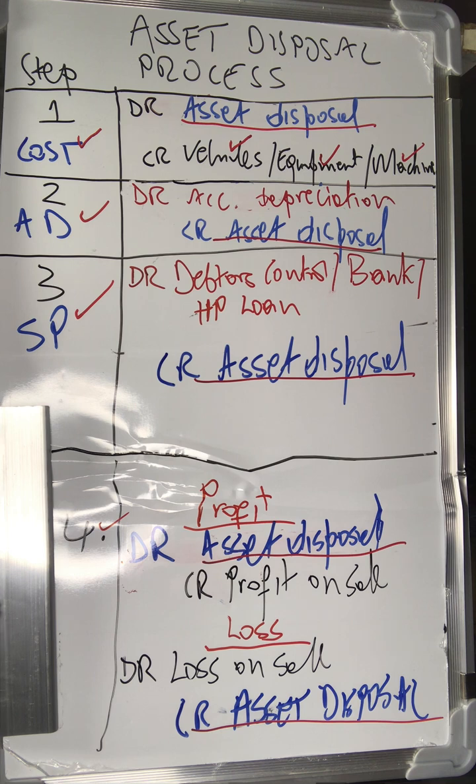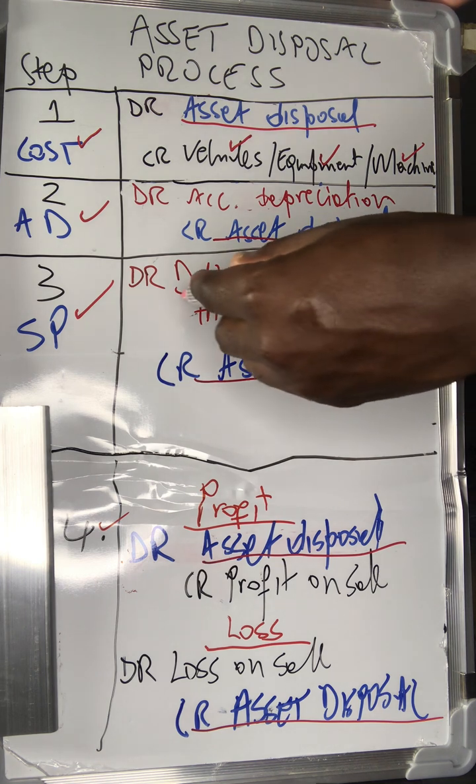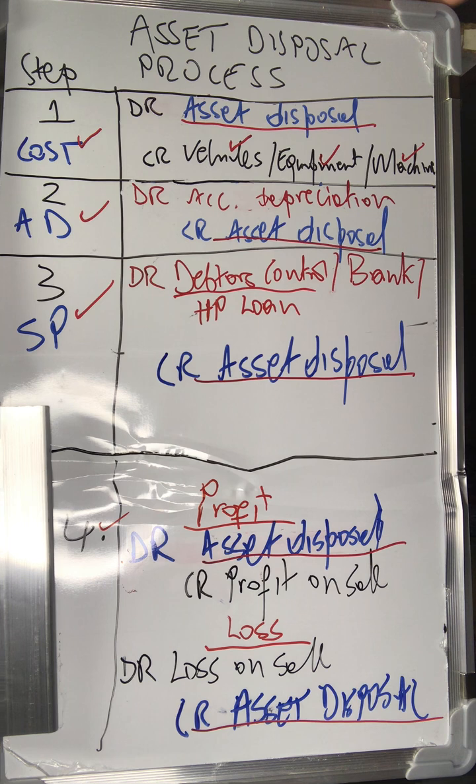So I said earlier on that you can sell a depreciable asset or any form of asset. You can sell it either for cash, you can sell it on credit, or you can do a trade-in whereby you are exchanging it for a new asset. When you are selling it on credit, you are going to debit debtors control. You are being owed money there. Your debtors are your asset because they owe you money.